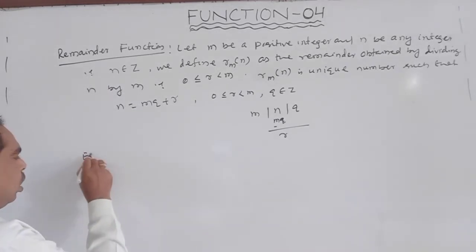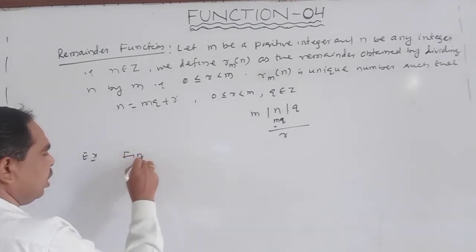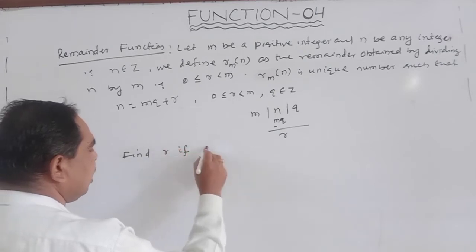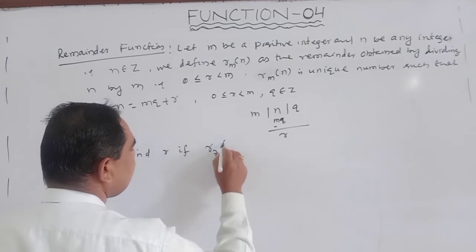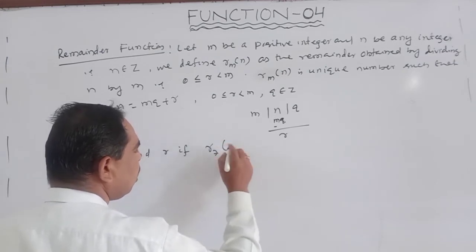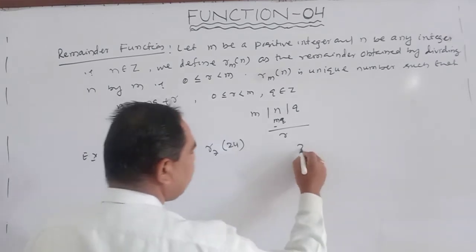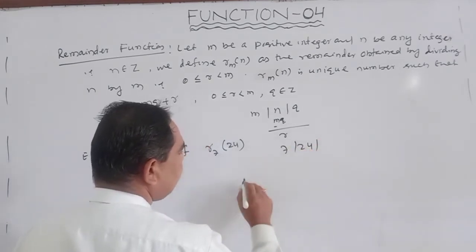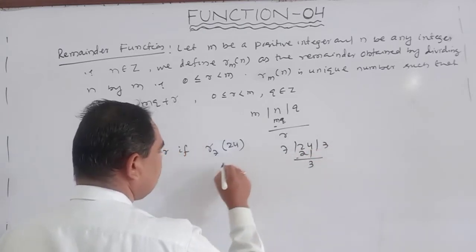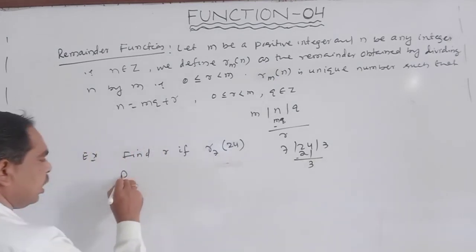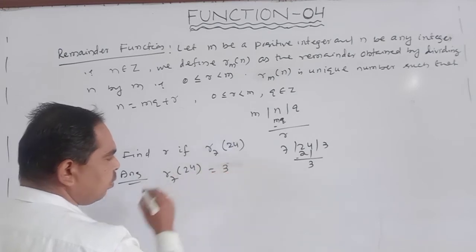For example, find r if this is 7 and this is 24. Divide 24 by 7: 7 times 3 is 21, subtract, and we get 3. So the answer is R(24 base 7) is equal to 3.